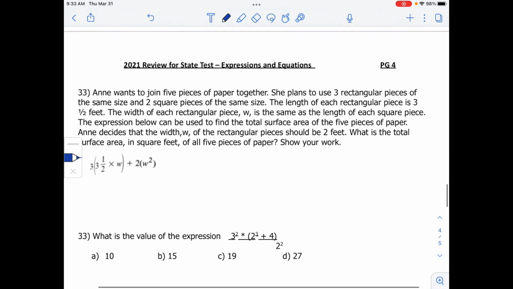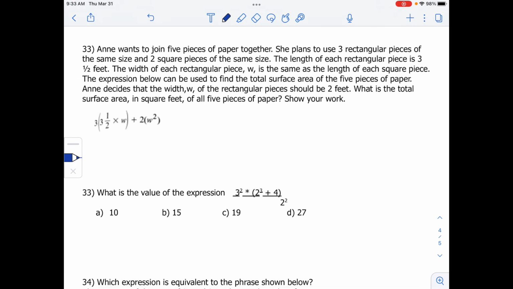Okay, number 33. Anne wants to join 5 pieces of paper together. She plans to use 3 rectangular pieces of the same size and 2 square pieces of the same size. The length of each rectangular piece is 3.5 feet. The width of each rectangular piece is W. That's the same as the length of each square piece. The expression below can be used to find the total surface area of the 5 pieces of paper. Anne decides that the width W of the rectangular pieces should be 2 feet. What is the total surface area in square feet of all 5 pieces of paper?